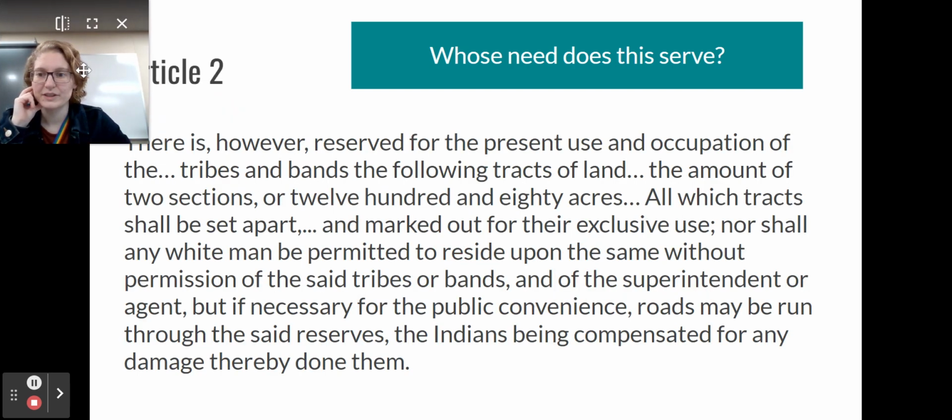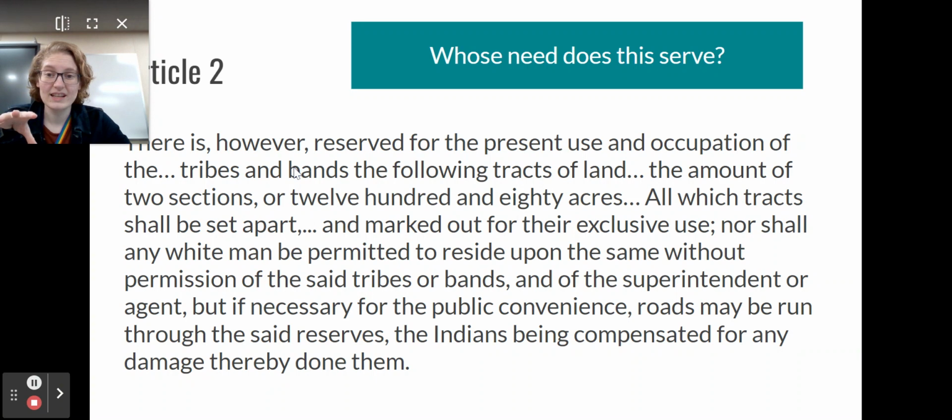Okay, move myself over here. Article 2. There is, however, reserved for the present use and occupation of the tribes and bands the following tracts of land, it's like pieces of land, the amount of 2 sections or 1,280 acres, all which tracts shall be set apart and marked out for their exclusive use, nor shall any white man be permitted to reside upon the same without permission of the said tribes or bands and of the superintendent or agent. But if necessary for the public convenience, roads may be run through the said reserves, the Indians being compensated for any damage thereby done them.